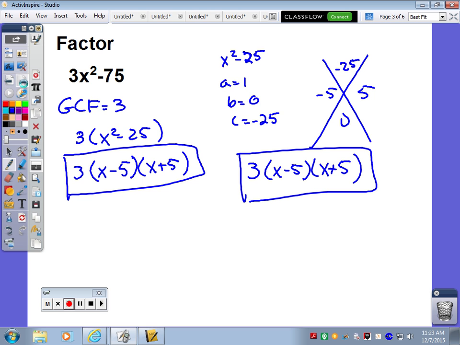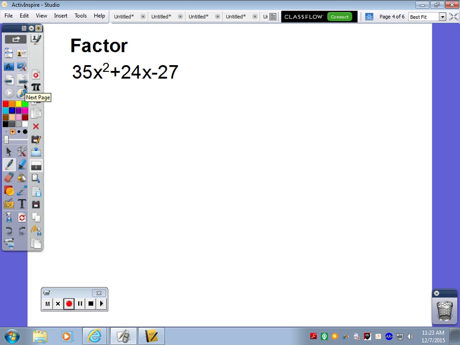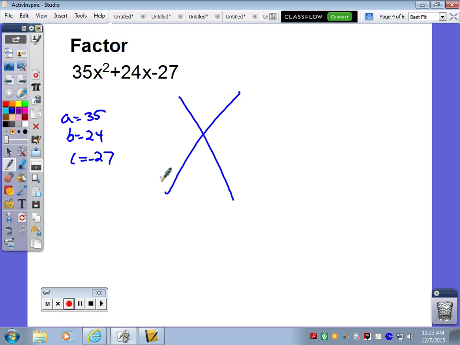Now on the next problem, you end up with a very large number in your diamond math. A is equal to 35, B is equal to 24, and C is equal to negative 27. Now we look for a GCF. Unfortunately, there is not one, which makes AC, 35 times negative 27, equal negative 945. And it needs to add up to positive 24. Well, that's a really big number.